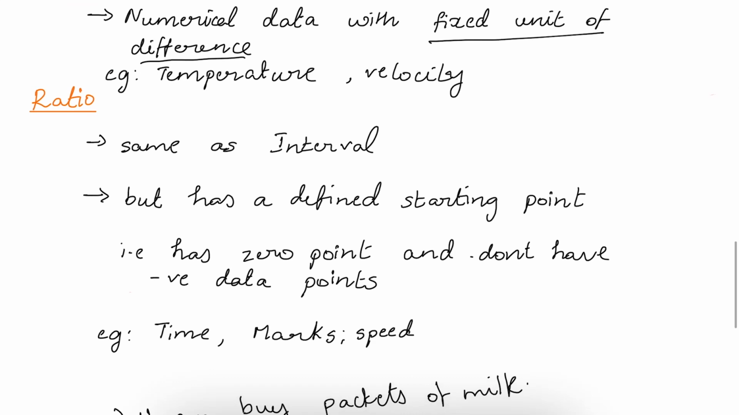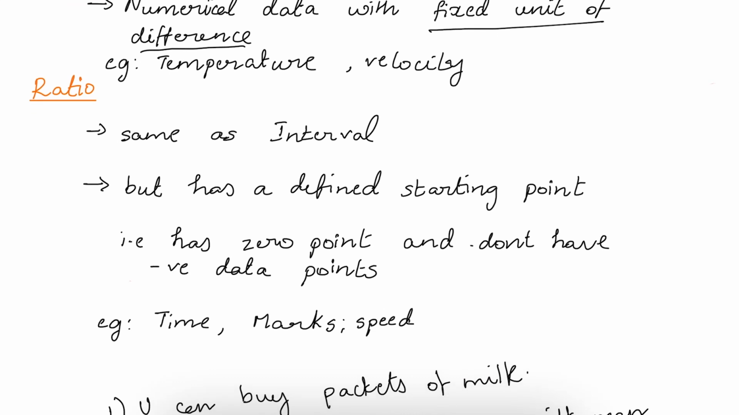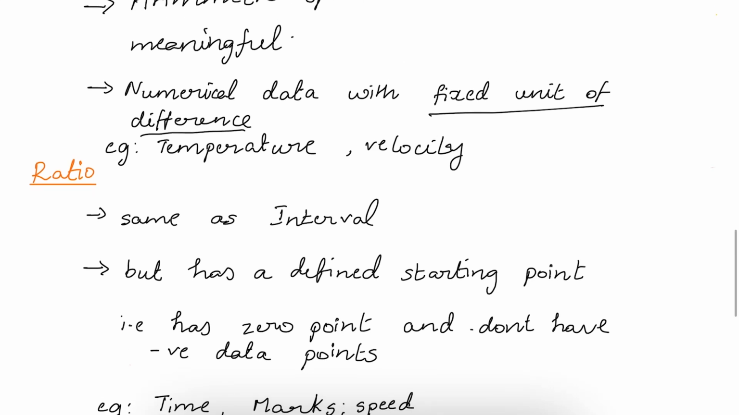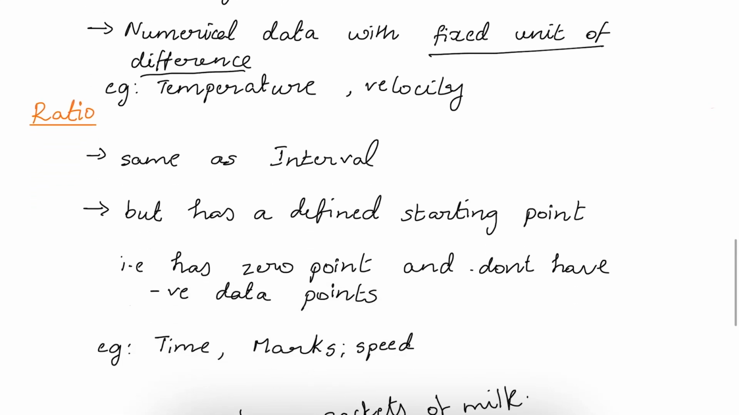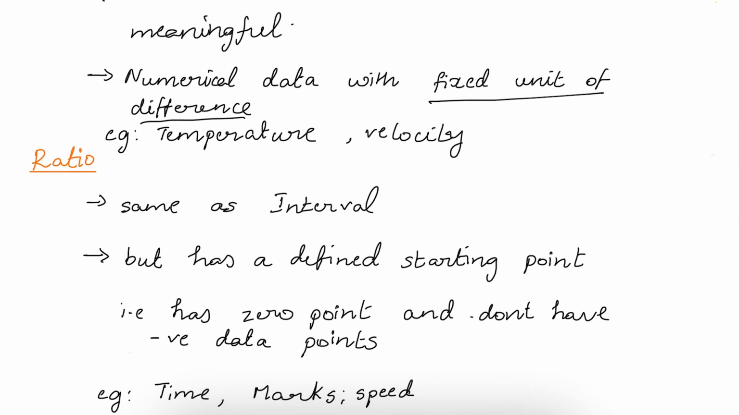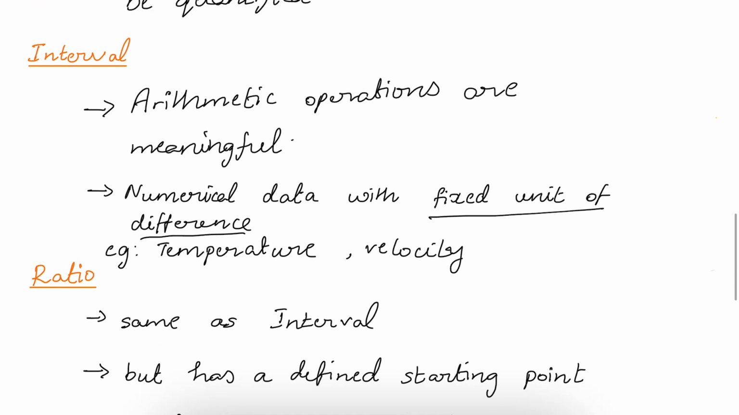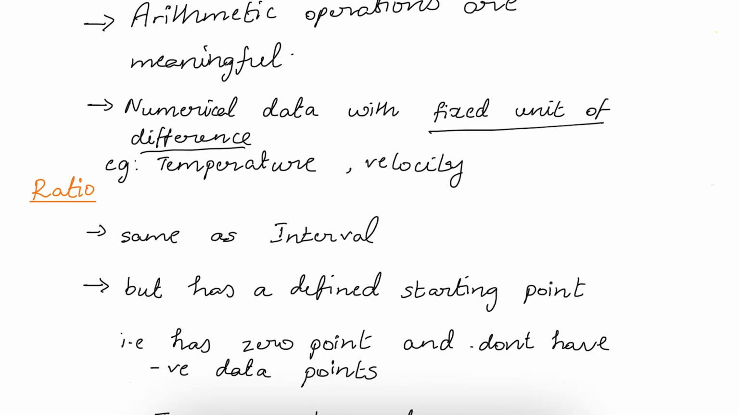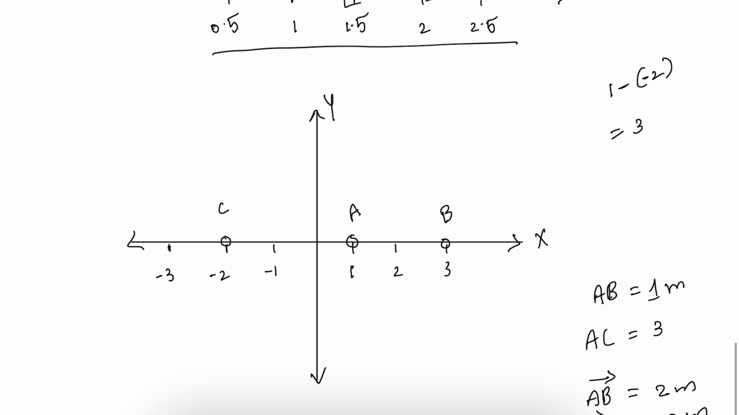Okay. So the ratio has all the properties same as that of interval, which means arithmetic operations make sense here. We can add, we can subtract, and also it has a fixed unit of difference. But what differentiates interval and ratio? The only difference is that interval doesn't have a defined starting point, whereas ratio has a defined starting point. I will explain how.